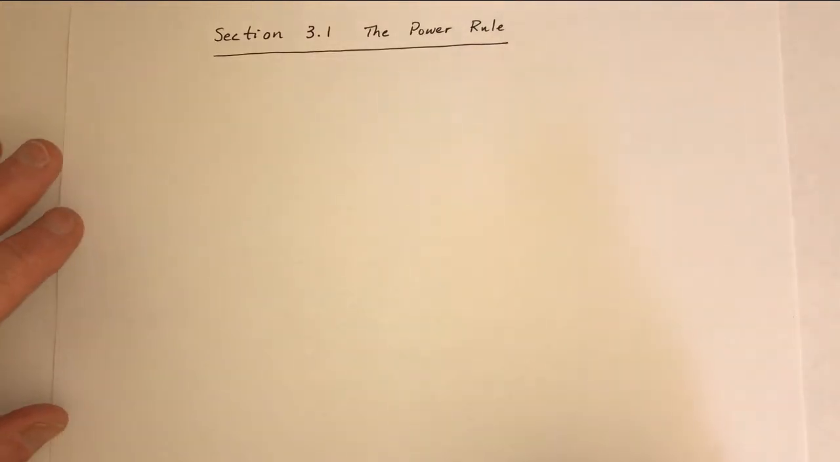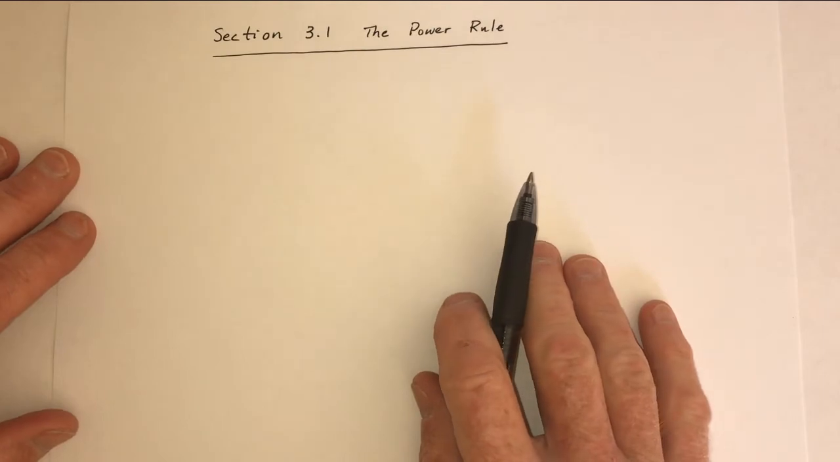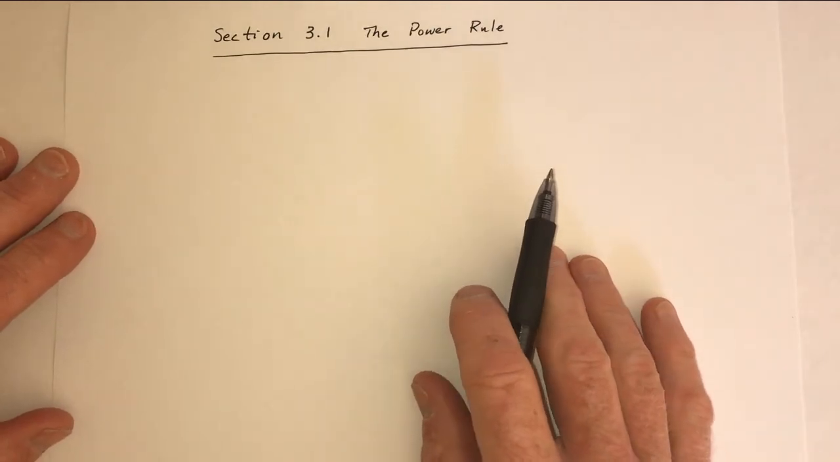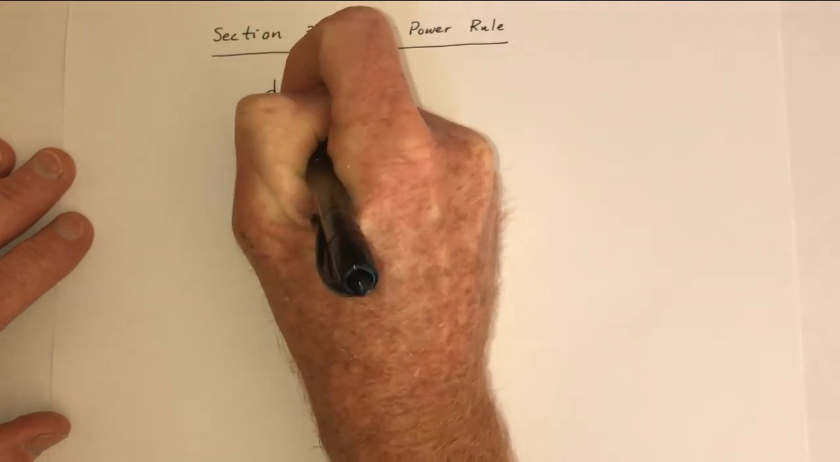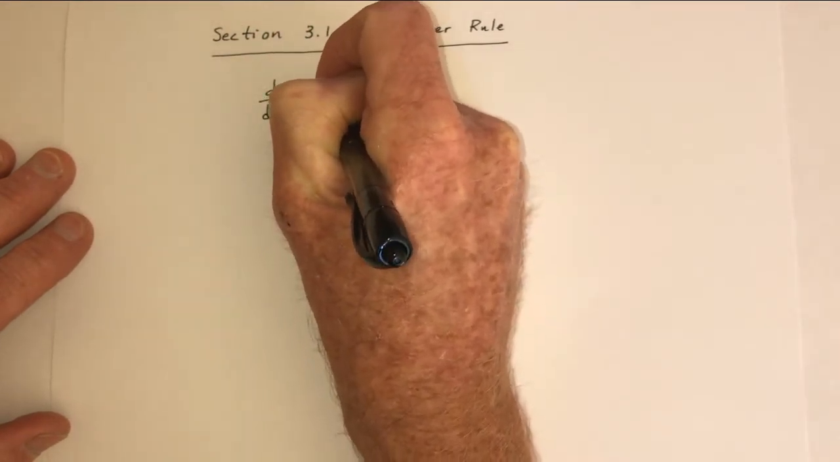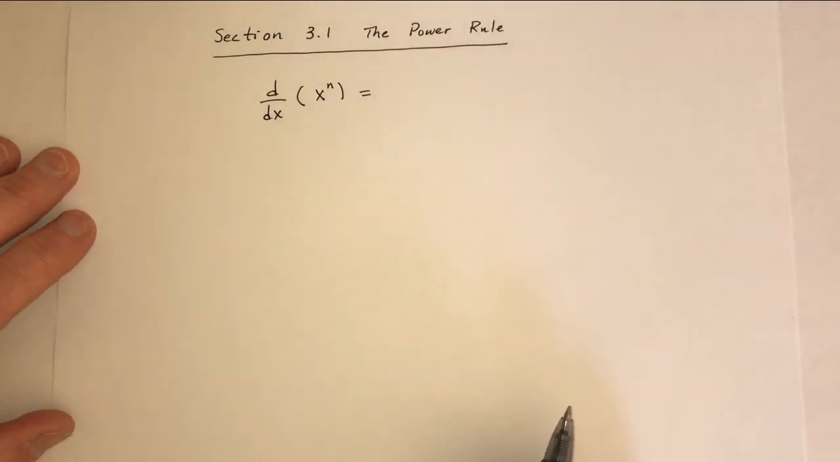All right, chapter 3, this is where this class really gets going. We're going to take a little break from limits and just work on derivatives. Today we're going to do a rule that you're going to be using over and over and over again. And the good news is it's pretty easy to do.